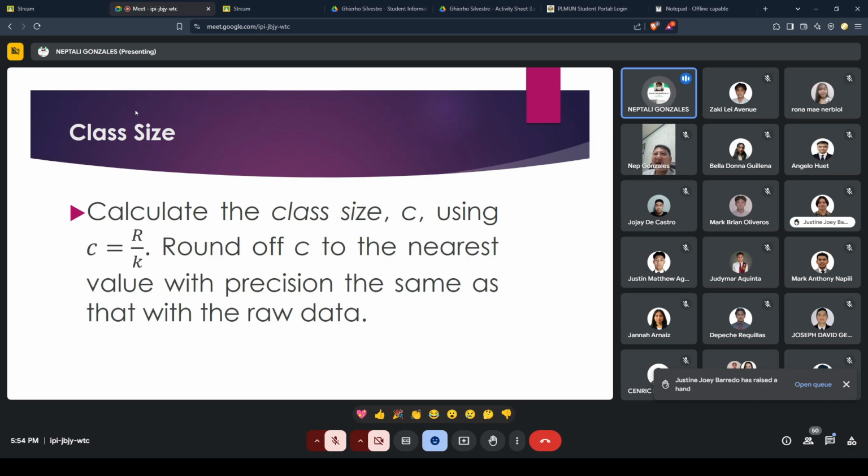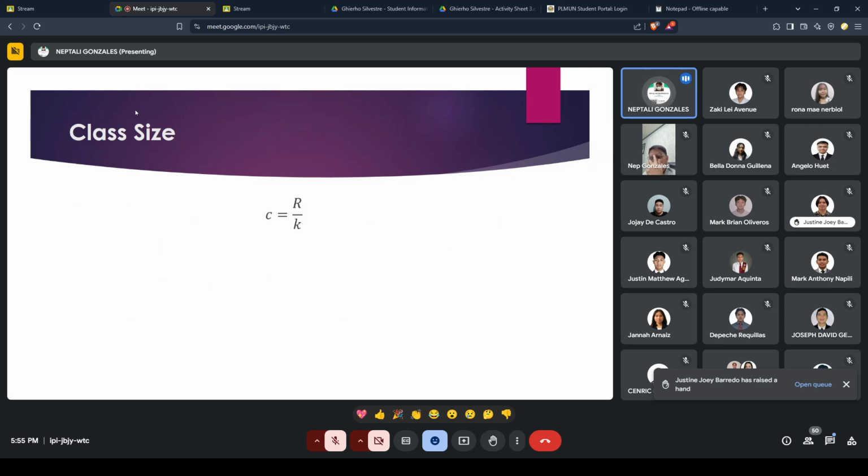If the raw data are in 2 decimal places, then the value of C must also be rounded off to the number to 2 decimal places. Since in our given, the data consist of whole numbers, we will round off the class size to the nearest whole number. So, given by the formula C is equal to R divided by K, where R is equal to 73 and K is equal to 8. Therefore, by substitution, C is equal to 73 divided by 8.